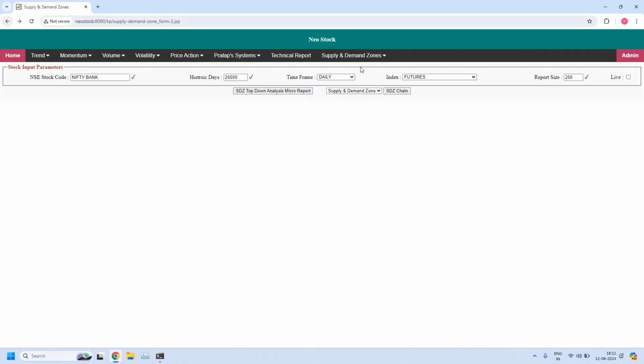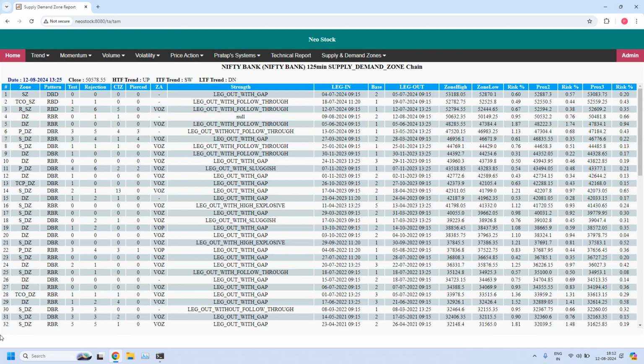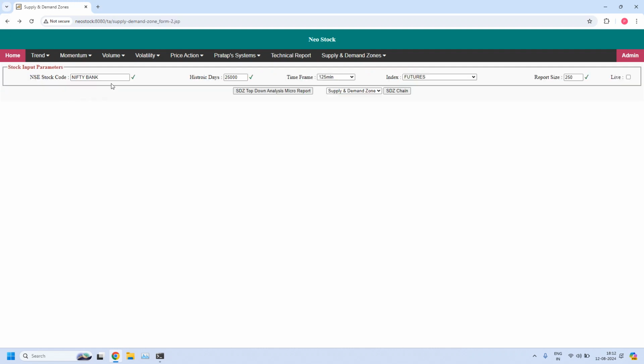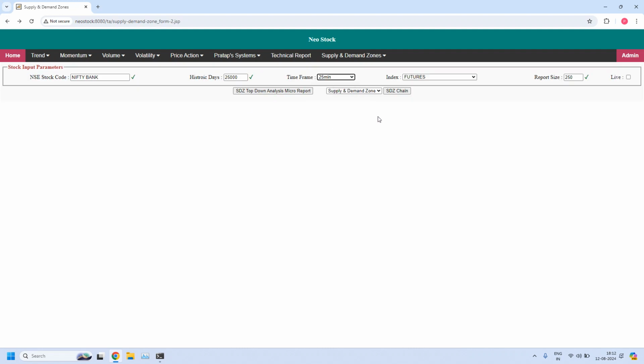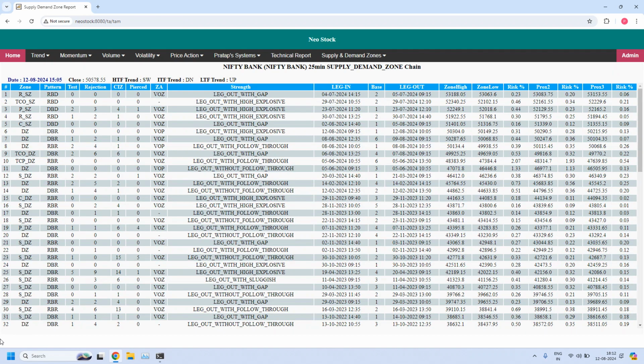The next time frame is 125 minutes. I am generating 125 minutes supply demand zone chain for Bank Nifty. And the next time frame is 75 minutes. Now I am generating 75 minutes supply demand zone chain for Bank Nifty. And the next time frame is 25 minutes. I am generating 25 minutes supply demand zone chain for Bank Nifty.